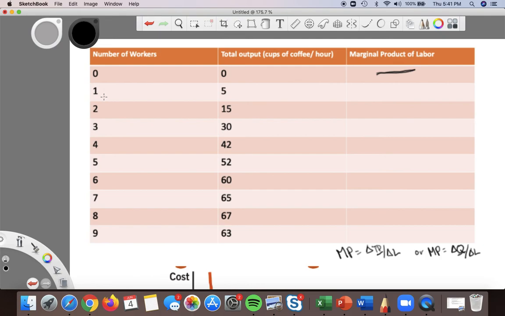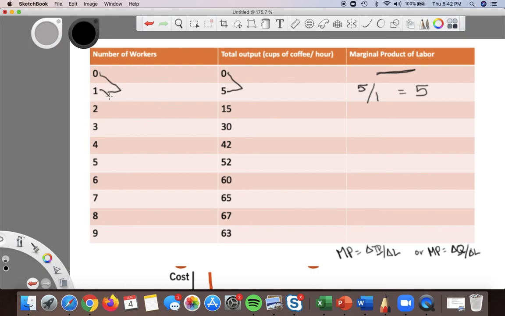Now when I hire the first worker, they can produce 5 cups of coffee. So if I use my equation here, the change in total product, so my total product is this column, and it went from 0 to 5, so my change in total product is going to be 5 additional up top here in this equation, over my change in labor. I had one more worker because I went from 0 to 1, so this is going to be 5 over 1, or 5 is my marginal product of labor for the first worker.